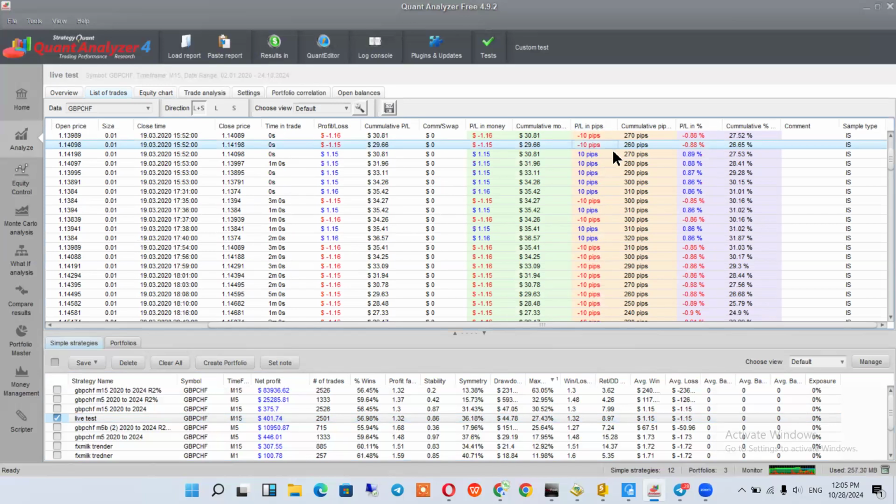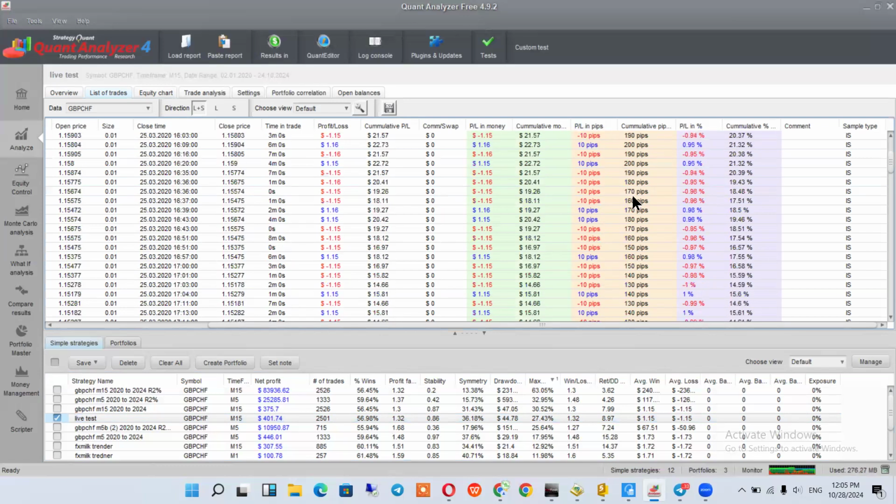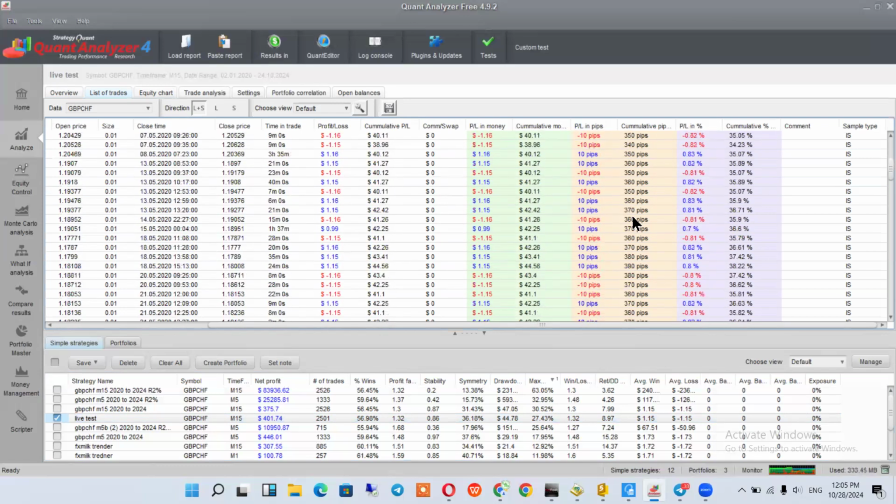The system is risking 10 pips to make 10 pips, a 1-to-1 risk reward ratio. Now, I'm not here to tweak settings or maybe test. No, that is not what we are here for. What we are here for is just analysis.